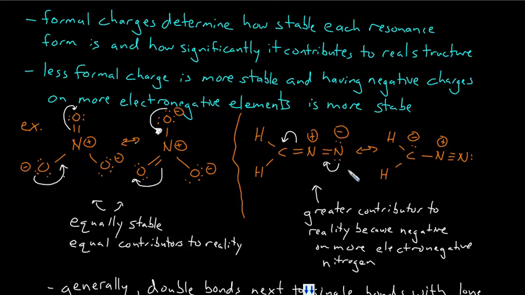So then we have to consider which of these is more stable, considering is the negative charge on the more electronegative element. On the left here, we have a negative charge on nitrogen, which is more electronegative than carbon. So on the right here, having a negative charge on a carbon, that's fairly unstable. So on the left, having a negative charge on the more electronegative nitrogen, this is the more stable resonance structure. It is a greater contributor to the reality that we observe.